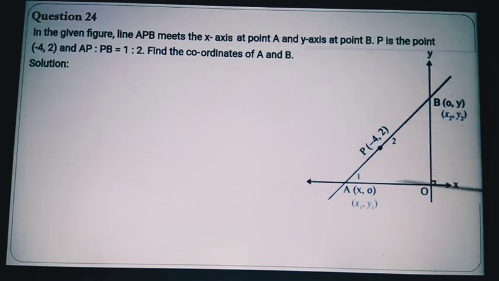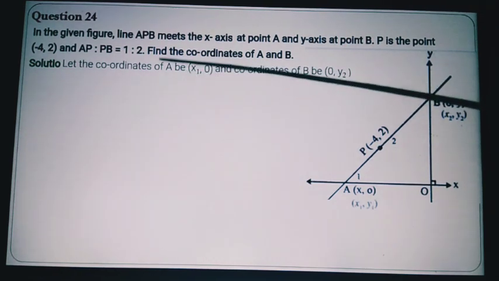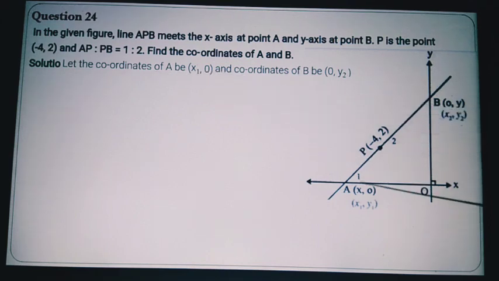Now since A is lying exactly on the x-axis, the y value will be 0. Let me call this coordinate x here. So this is my (x1, y1) and this is my (x2, y2). Similarly, since B is lying on the y-axis, the value of x is going to be 0. So (x1, y1), (x2, y2), this is my m1 and this is my m2. So let the coordinates of A be (x1, 0), so y1 is 0, and B is (0, y2). The coordinates have been mentioned here. Now the coordinates of P are given to be (-4, 2).